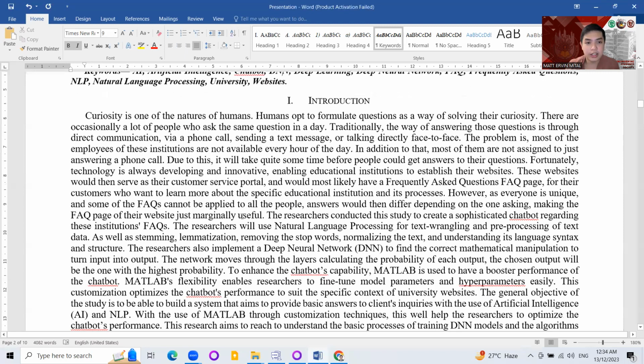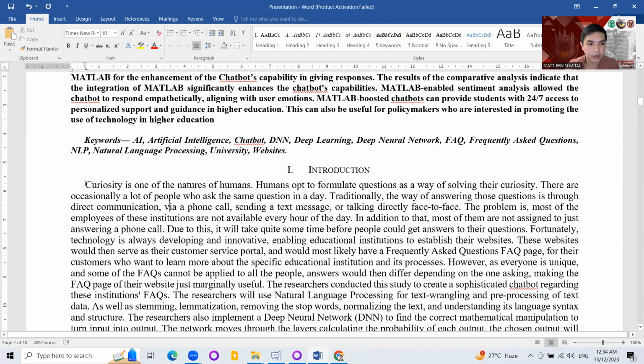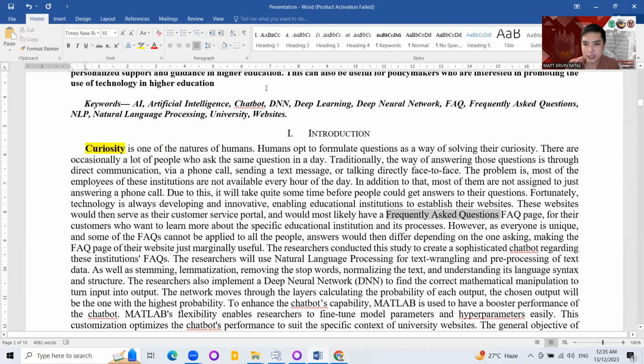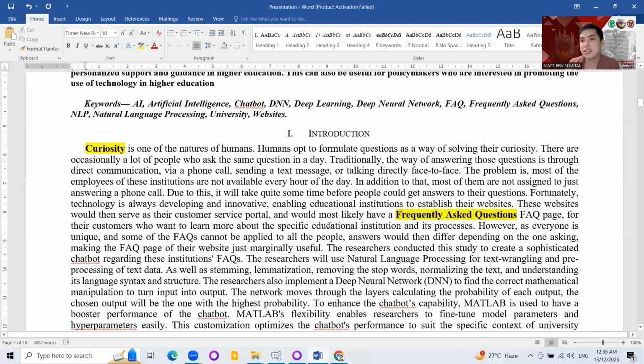For the introduction, one of the most important terms here is the word curiosity. We're doing research because we want to improve the quality of life, and people are naturally curious. As a consequence of this curiosity, we often ask questions. There are questions that are very tedious to answer, and there are questions that are very repetitive. Hence, we need to find a way to answer these questions more efficiently. So these frequently asked questions can be answered more efficiently.